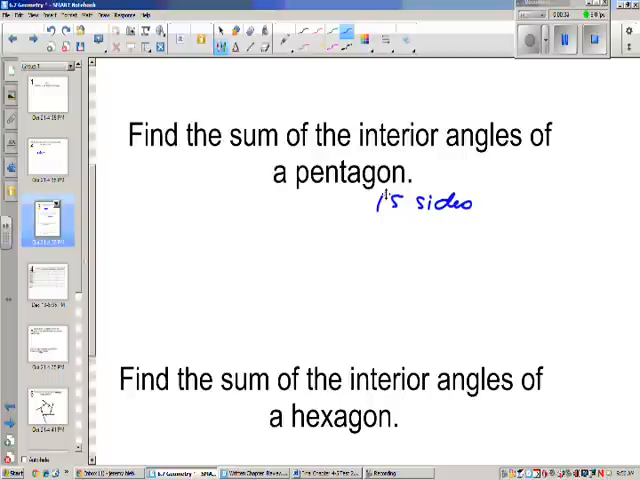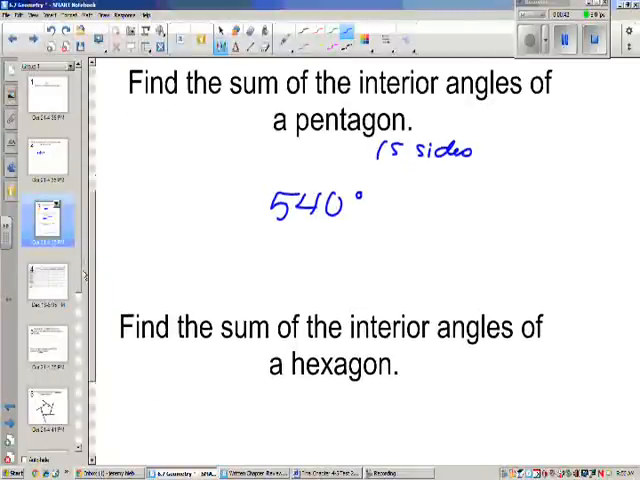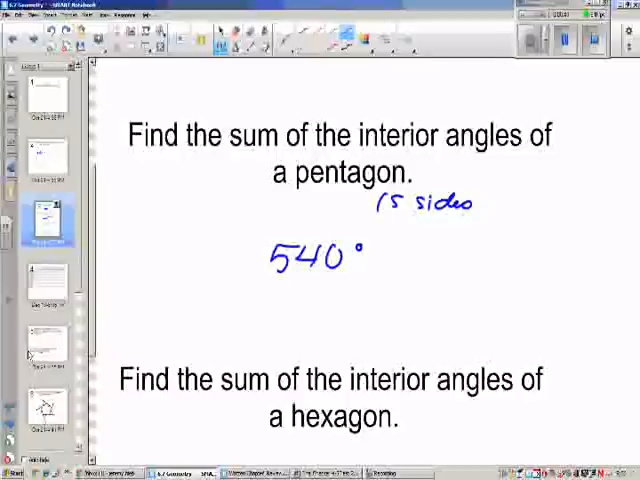And if a triangle has 180 and a quadrilateral has 360, we can take a guess that if we add another 180 to 360, we end up with 540 degrees. See if you can figure out what a hexagon and an octagon are going to have.